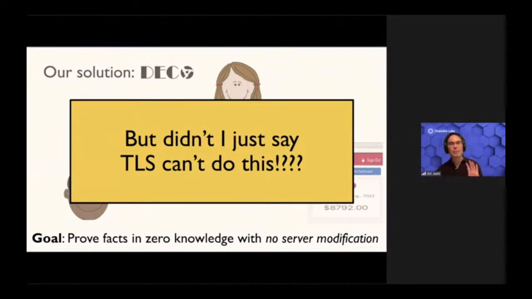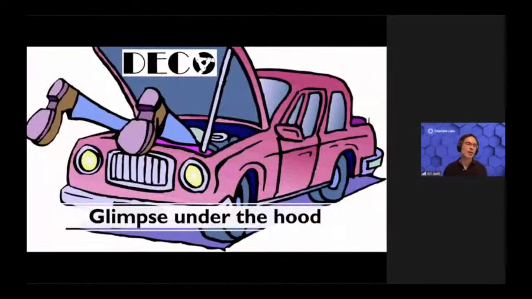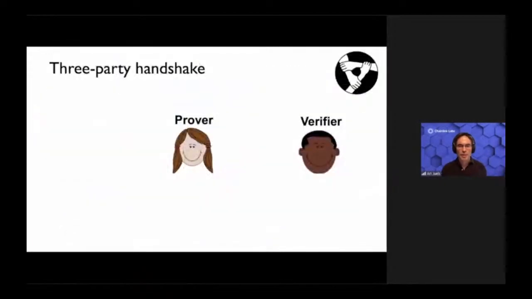So let's take a glimpse under the hood of Deco. Let me spend a few minutes explaining how it works. You don't need to understand any of this explanation to grasp what Deco does, but I'd like at least to convey some flavor of its mechanics. The key idea is something we call a three-party handshake. In explaining what that is, I'm going to refer to Alice and Bob alternatively as the prover and verifier, because those are the roles that they'll be playing in the protocol here.